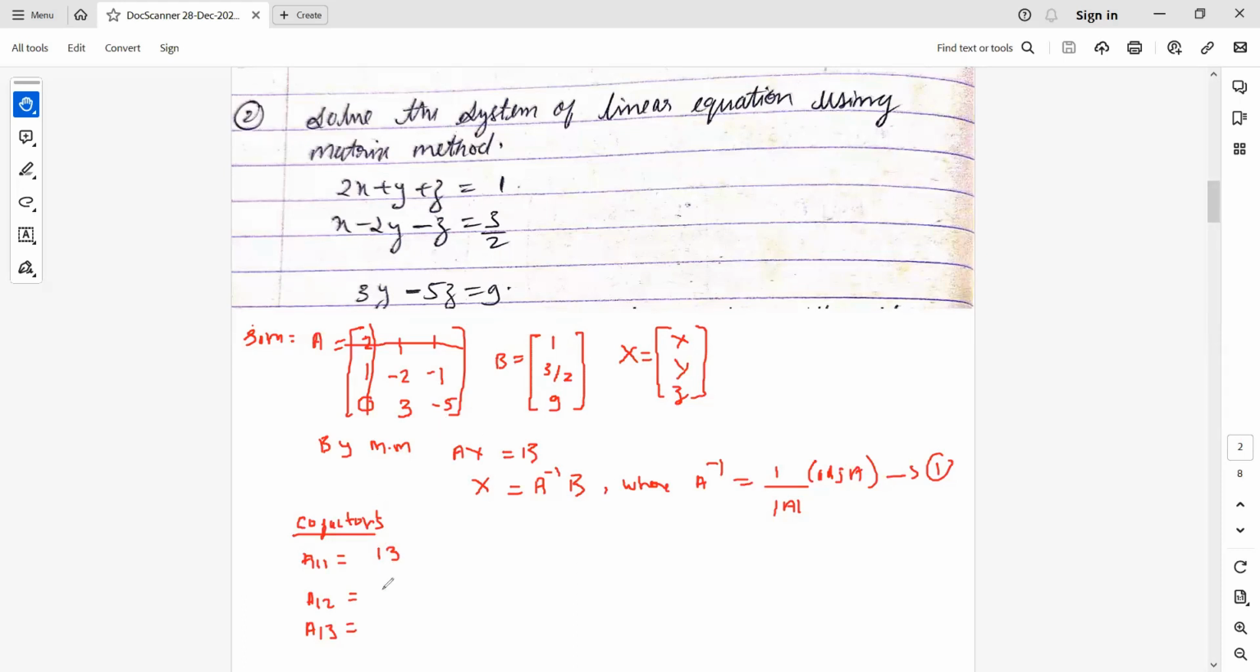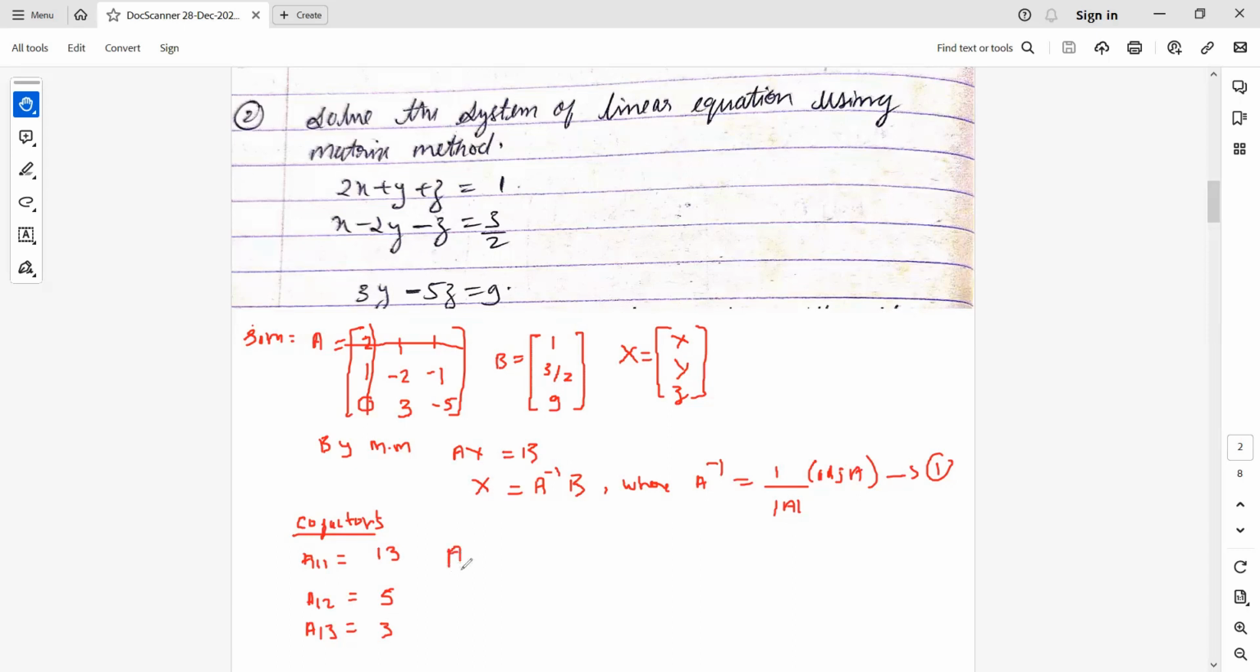So the first cofactor will be equal to 13. Similarly, delete the row containing 1 and the second column. So 1 into -5 will be -5, and 0 into -1 will be -0. So -5 will be the cofactor. But we discussed that when the sum of the digits is odd, that is 1 plus 2 is odd, minus of -5 will be equal to +5. Similarly, A13 will be equal to 3. And 1 plus 3 is 4, so there is no need of changing the sign.